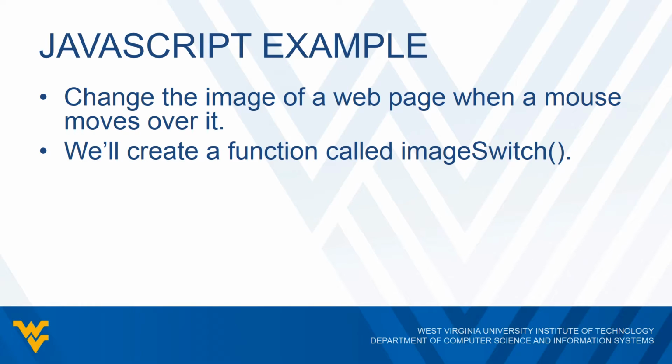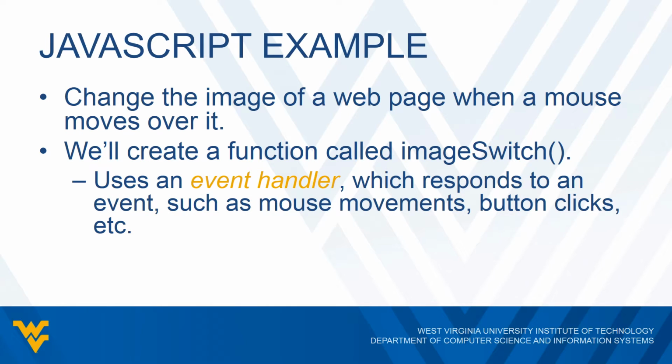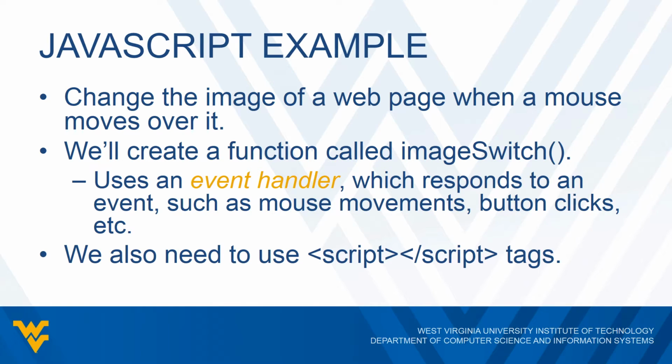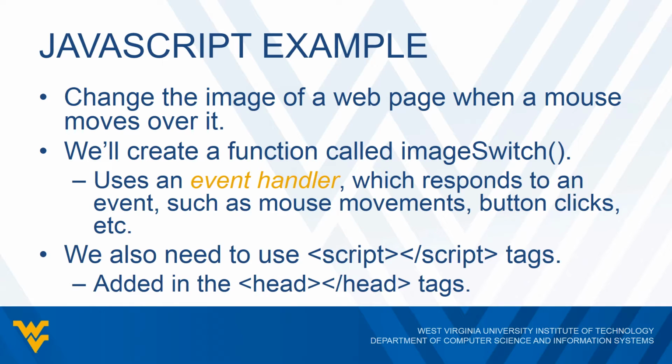The way we're going to do this is we're going to create a function called image switch. This is going to use what we call an event handler, and an event handler simply responds to a particular event, such as mouse movements or button clicks and so forth. To make this work, we're also going to need to use the script tags, and this is added in our header. So along with our title, we would also include the script tags in our header. This would define the image switch function.